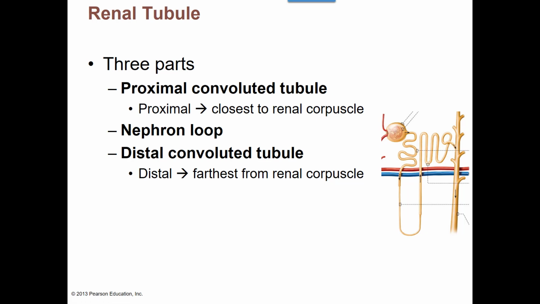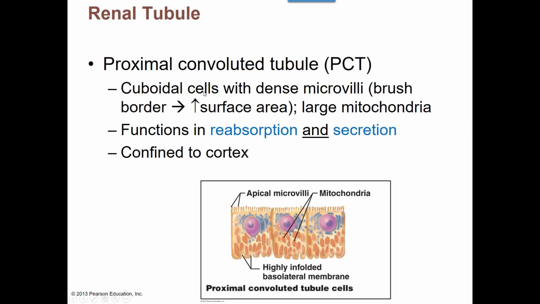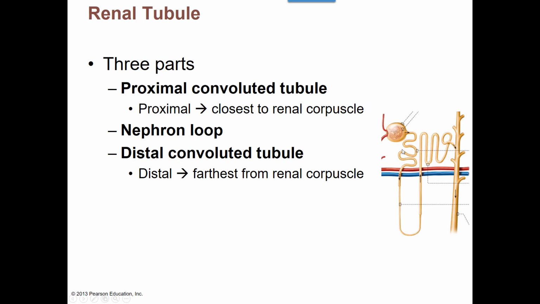And then after that nephron loop, we have another convoluted, twisty, turny tubule, and it's called the distal, because it's farthest from the renal corpuscle. Now, the proximal convoluted tubule, this first twisty, turny part right after the renal corpuscle, where you just got done making filtrate. We just filtered all of that blood and filtered a lot out. So we have our filtrate. It's going to go first through the proximal convoluted tubule.